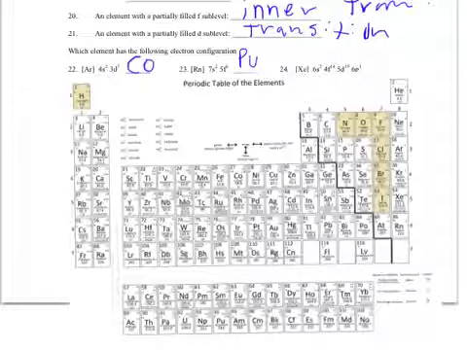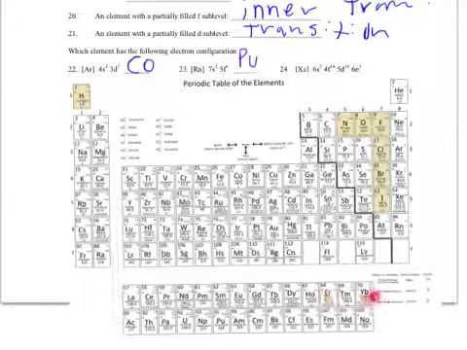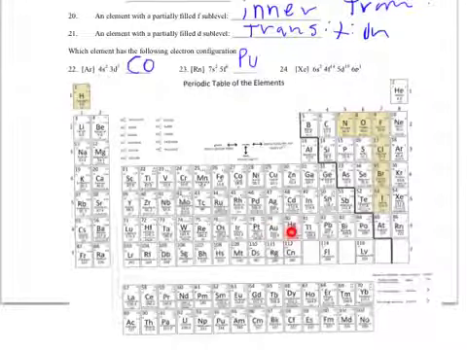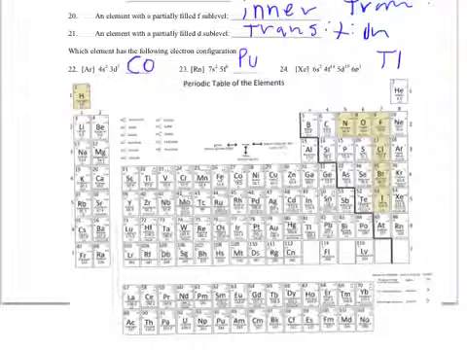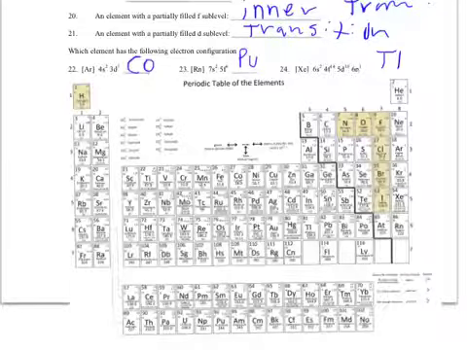And then finally, ooh, look at this one. It's busy. It's 6s2, 4f14, 5d10, and then 6p1. That would be thallium. So I'll put TH there. TL rather, sorry about that. Alright, let's see what we got next.